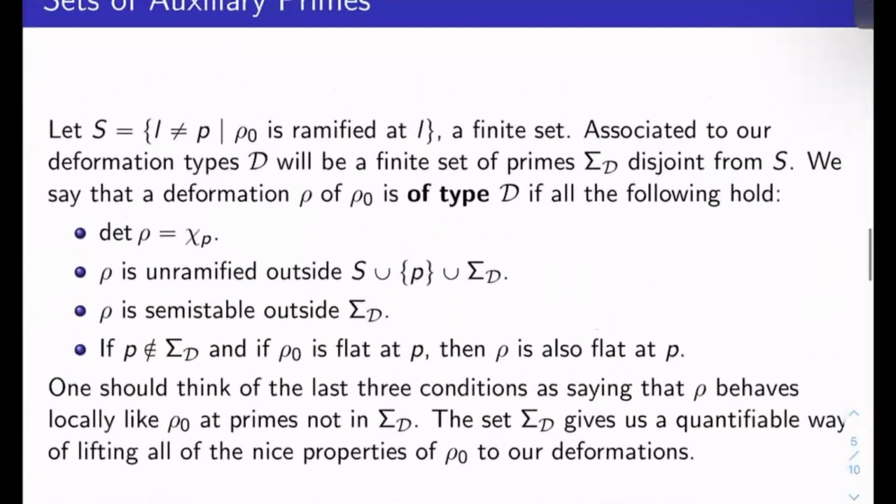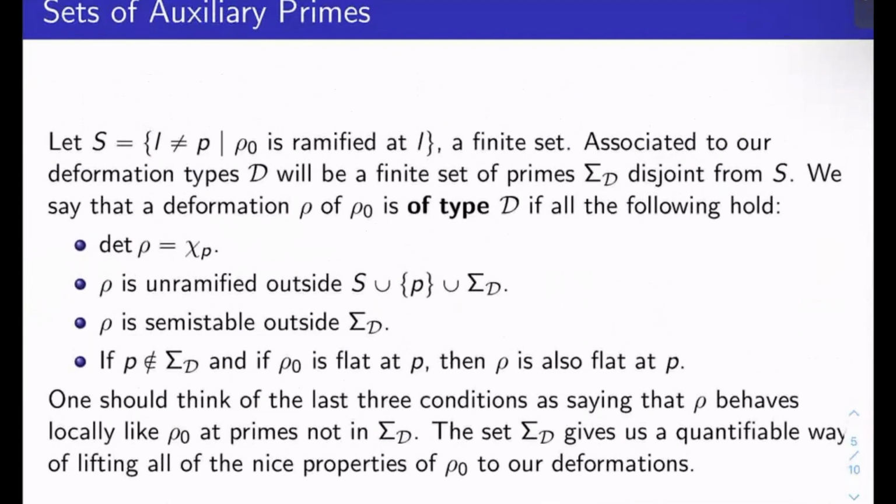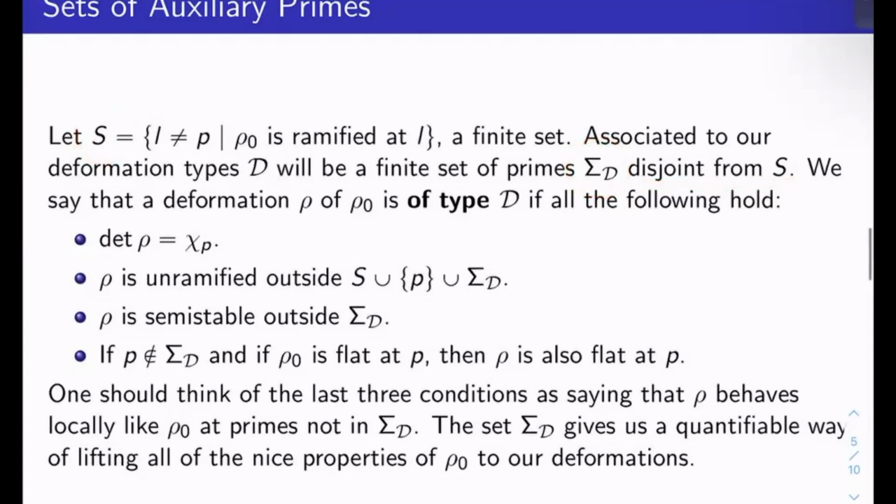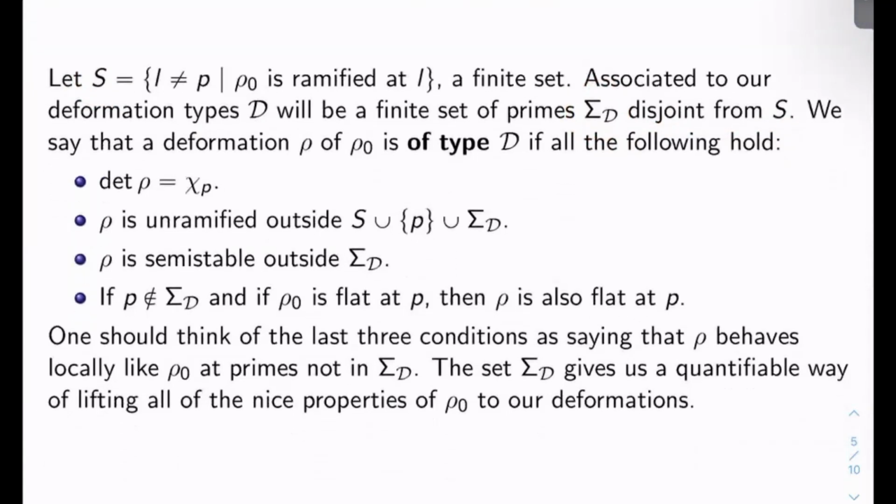What's going to happen is for our deformation types that we're going to consider, we're going to let S first be the set of primes L not equal to P, such that rho naught is ramified at L. So I want to focus on primes that aren't P, where there's ramification happening in rho naught. This will always be a finite set. It's easy to show. Associated to our deformation types D, there will be another finite set of primes called a set of auxiliary primes, sigma sub D. It'll be disjoint from this S, and it will allow us to make meaningful the following definition.